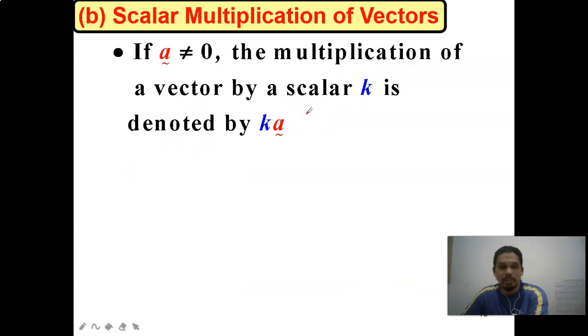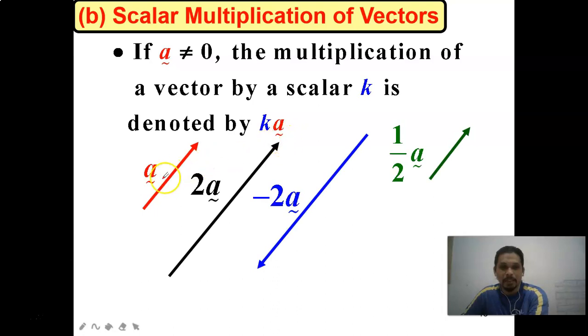If A is not 0, the multiplication of a vector by scalar K is denoted by KA. So this one is a single vector of A. Look at this one here now. The magnitude of this vector is double the vector of the origin A, so it's two times the vector of A. And this is also double the magnitude, but then look at the direction here now. The direction is oppositely directed, or different.